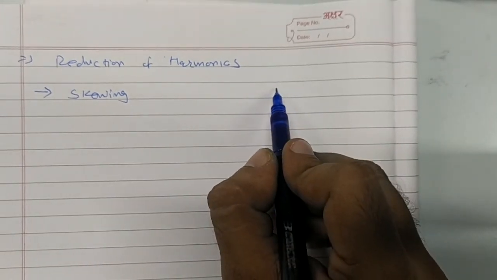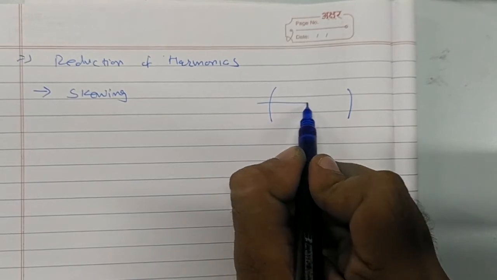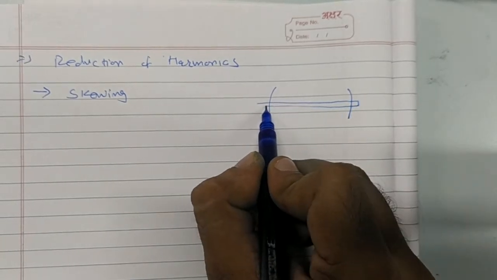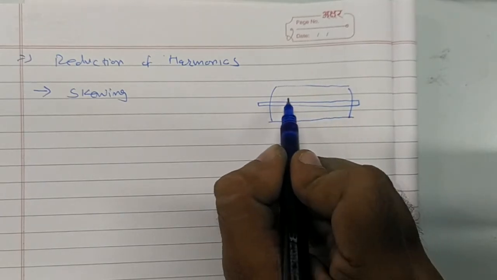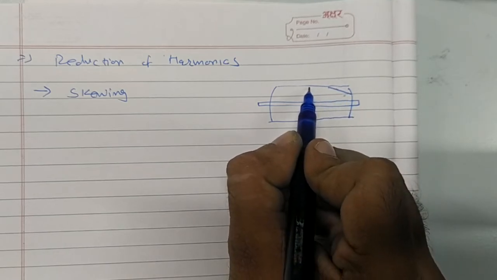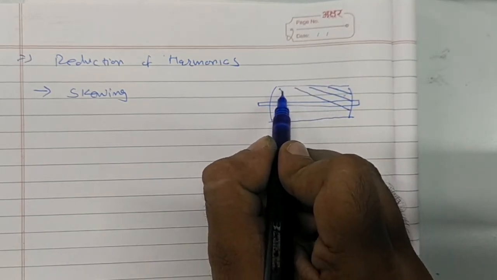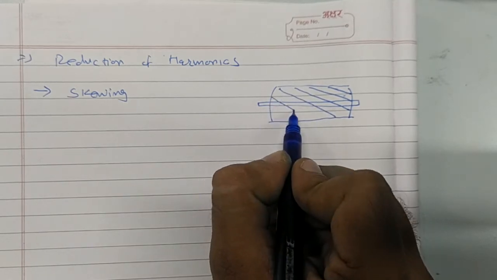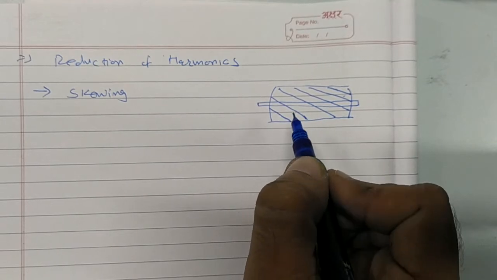If I draw the side view, if this is the rotor and this is the shaft, then the rotor bars will not be parallel to the shaft axis, but they will be tilted like this. Your bars will look like this. They will be parallel to each other, but they will not be parallel to the shaft axis. And this is called skewing.